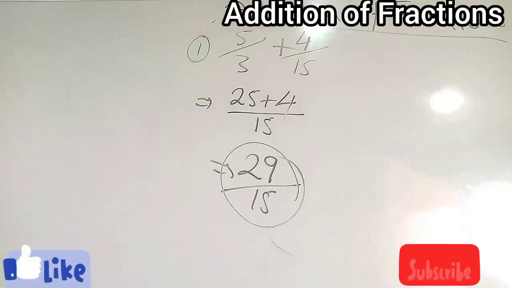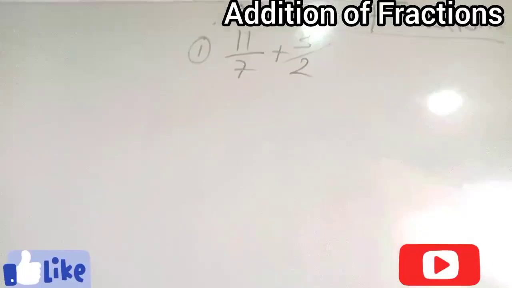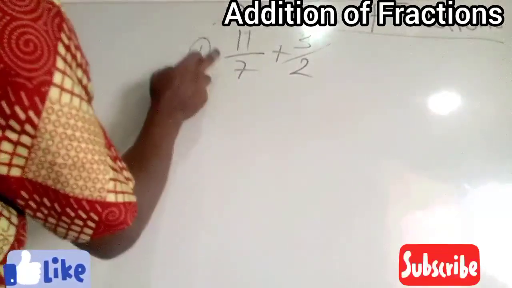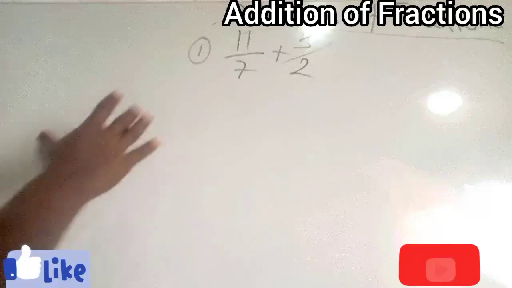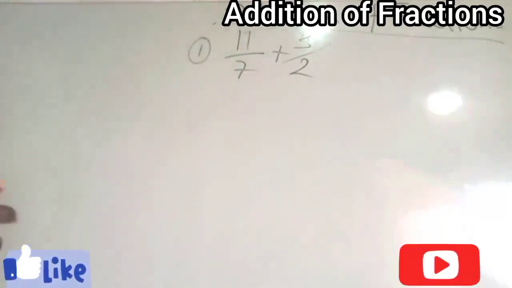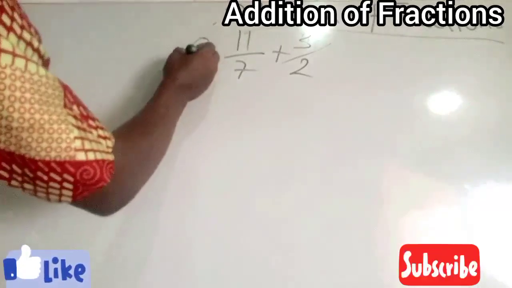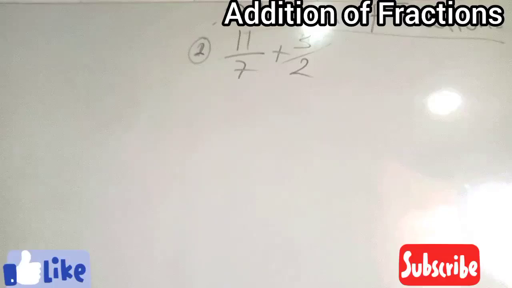Okay, if you've gotten this one correctly, kindly indicate it in the comment section that you have had this one correctly as we move on to question number 2. All right, we have another question on the board. 11 over 7 plus 3 over 2. Okay, add the two fractions and let's see what you get. Pause the video and solve this one also. So this is your question number 2. Pause the video and solve it.